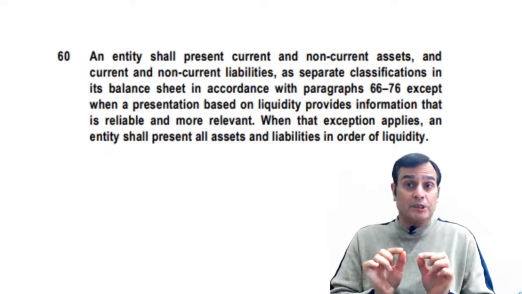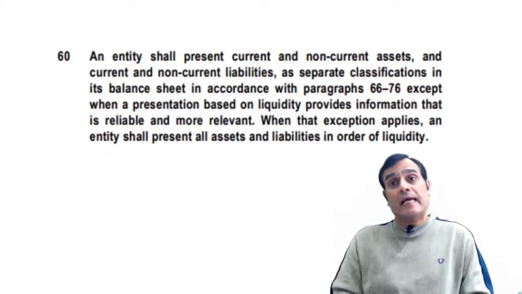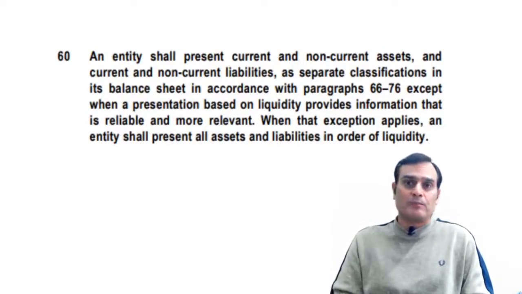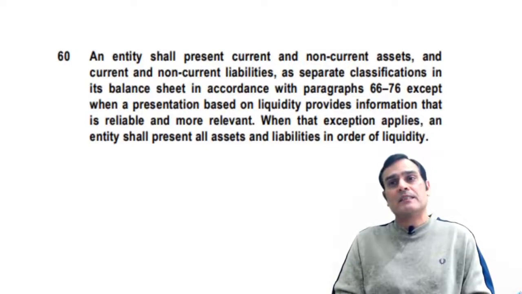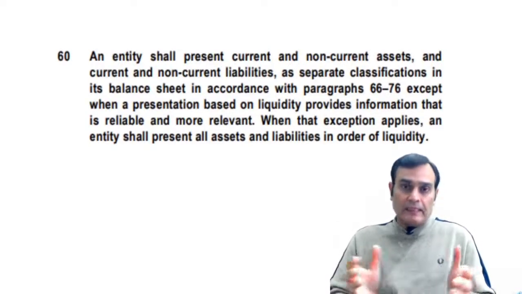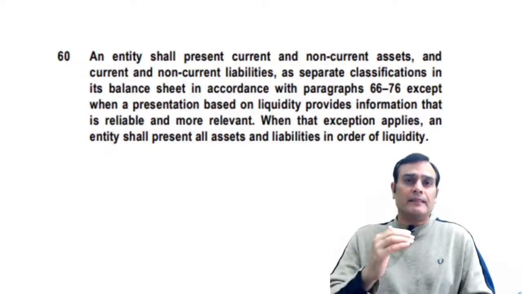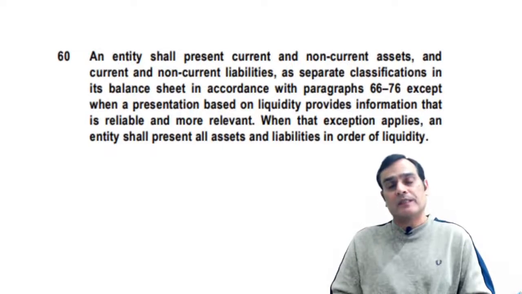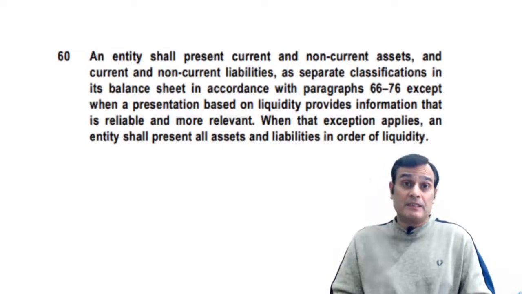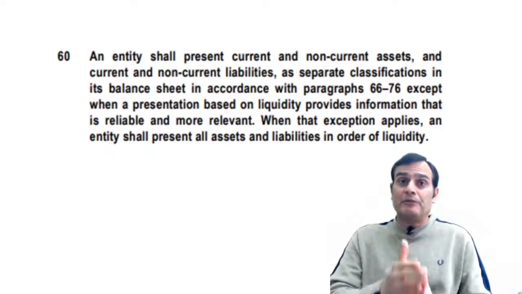It says an entity shall present current and non-current assets and current and non-current liability as a separate classification in its balance sheet in accordance with para number 66 to 76. Now, even if you look at Schedule 3 and the format of the balance sheet given in Division 2, it very clearly gives you that the assets are segregated in terms of current and non-current. And even the liabilities are segregated in terms of current and non-current in nature. And that's what para number 60 of Ind AS 1 endorses, that it is something which is mandatory in nature.